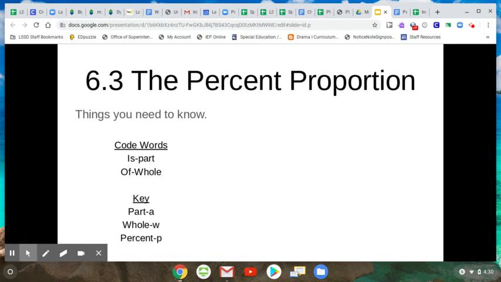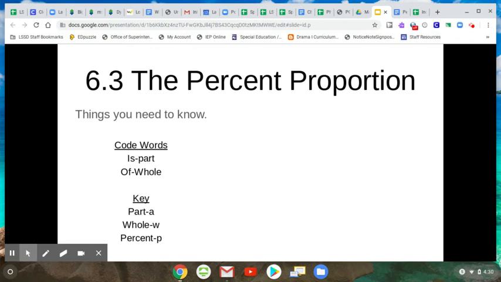So today we are learning about the percent proportion. A couple of things we need to know in the first place. There are some code words that help us figure out where different things go. If you see something is a certain number, that's telling us it is the part of something. And if you see something is something of, that's going to give me the whole number after the word of, usually. That doesn't always work, but it does most of the time.